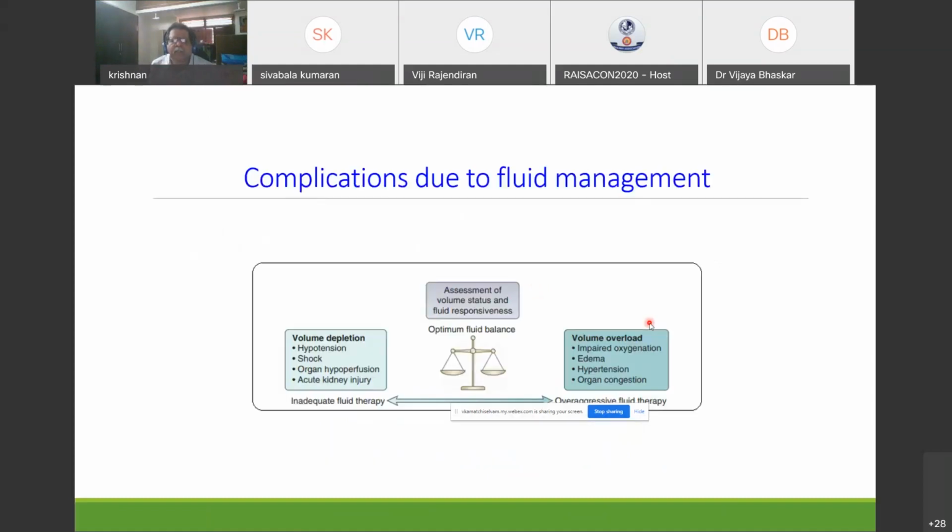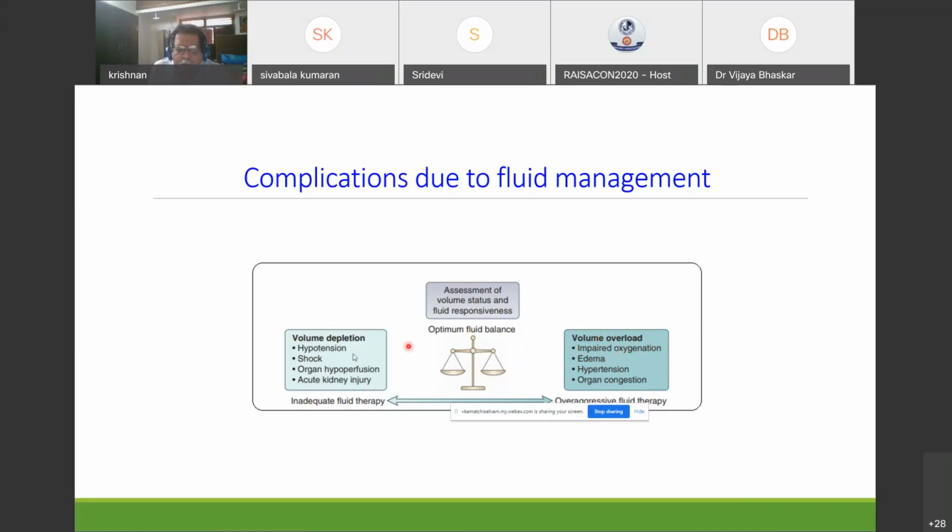So, what is the problem of giving fluids? It is something like your balance. You will have to maintain the intravascular compartment, electrolytes, everything in a midline. If you give too much fluid, it is going to produce edema, interstitial edema. Whenever there is interstitial edema, there is going to be impaired oxygenation. Lung edema, interstitial edema, tissue interstitial edema. The patient can go for organ congestion. So you should avoid volume overload.